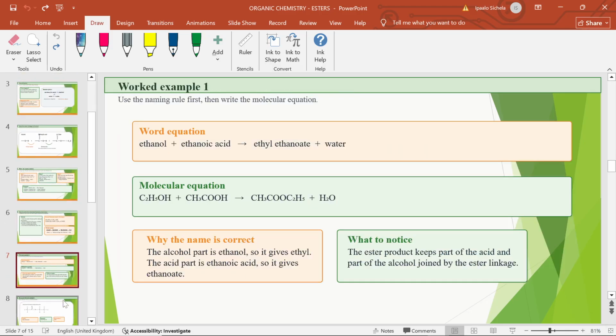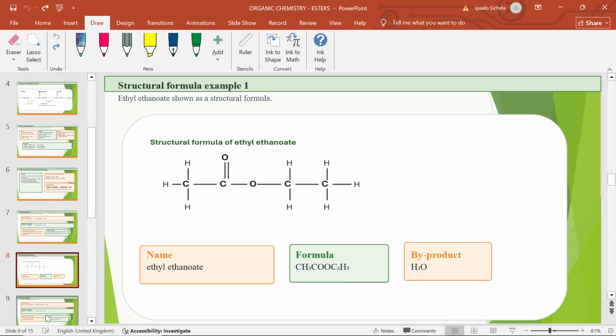So then I'm going to look at another example here. Ethanol plus ethanoic acid will give you ethyl ethanoate plus water. So we've gone through everything here. This is just the ester product. We've gone through everything here, so just move on to the next slide.